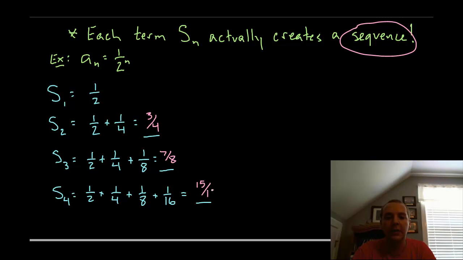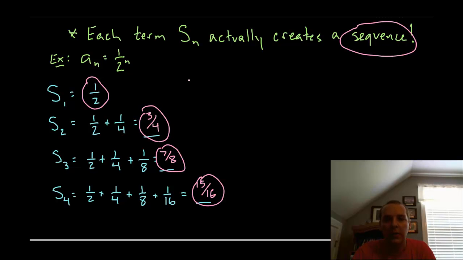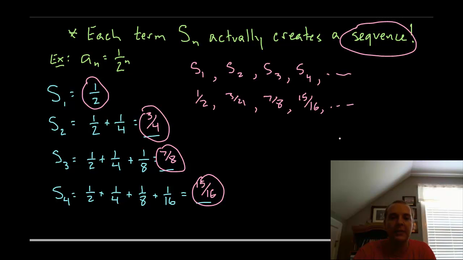That's 15/16. But now check this out though. If you just look at each of the resulting numbers that you get out of these partial sums, you have S sub 1, S sub 2, S sub 3, S sub 4, and this pattern could continue. And those are a half, 3/4, 7/8, 15/16, etc. So it looks here like if you consider what the partial sums are, it generates another sequence.